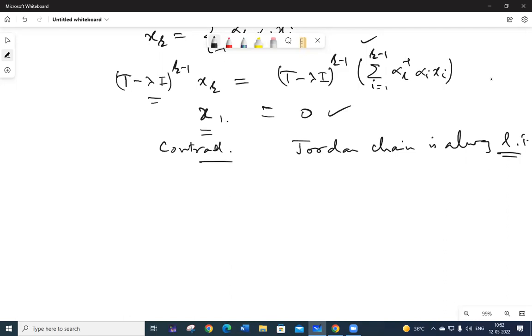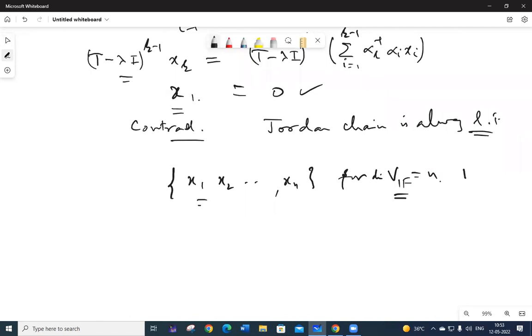So if this is the Jordan chain of length n for V with dimension n, then this is a basis of V with respect to T. And can you just tell me what is the matrix of this T with respect to this basis?